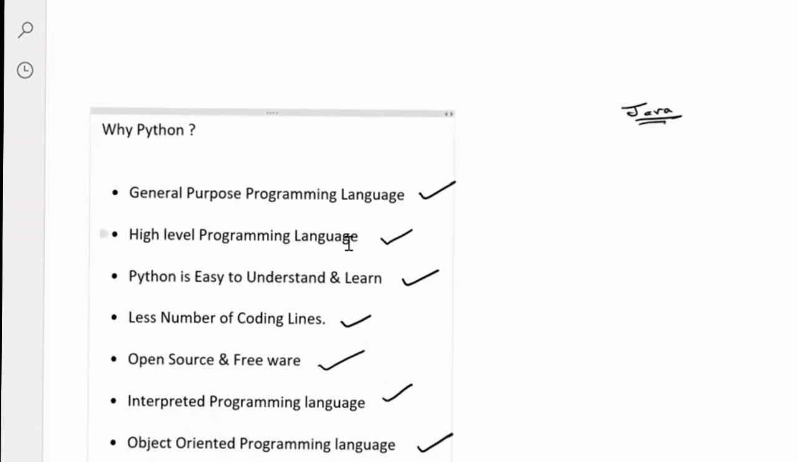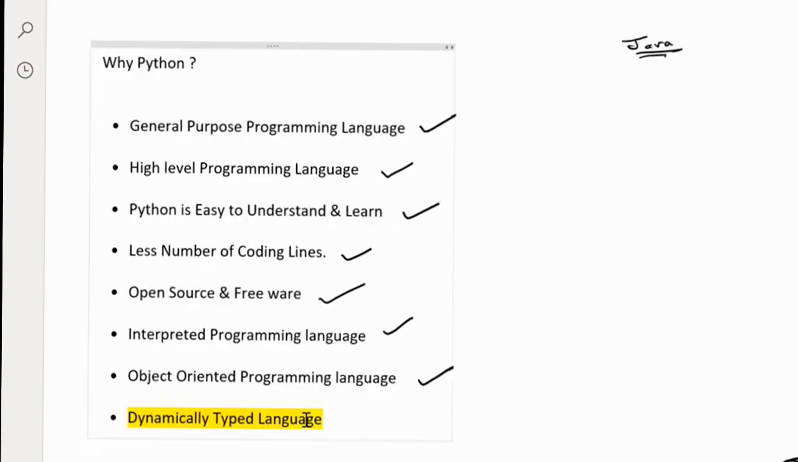We know general purpose means you can use the same Python for any number of purposes, wherever you want it, for example in building REST applications. High level programming language means you will write the code using English-like words. The computer will understand only binary language. This process of converting the English-like words into binary language is done by an interpreter or compiler.